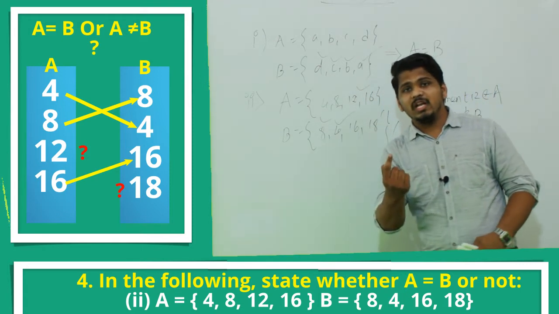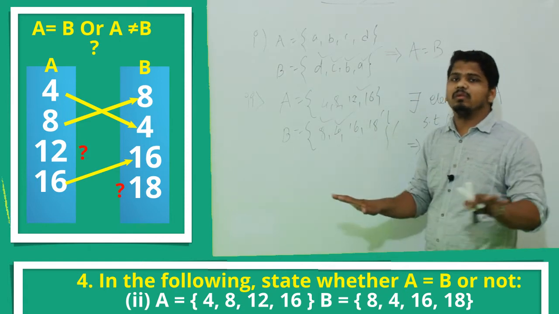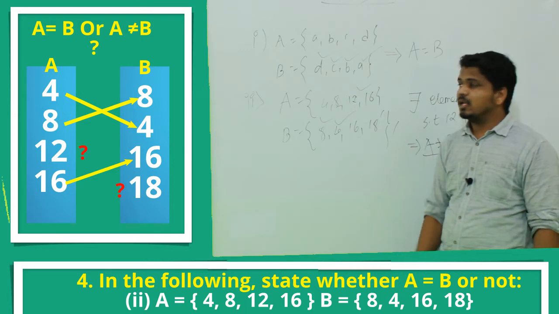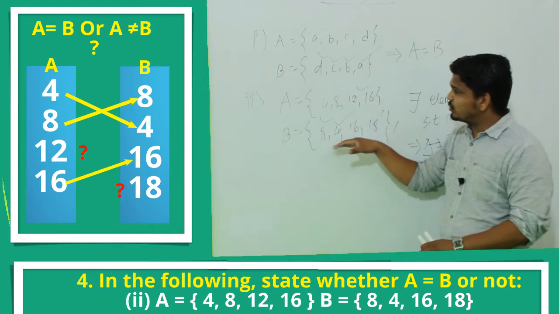Now if you have one element which is in A but not in B, at that time you can say these two are not equal sets. Exactly the same thing is happening here. 12 is in A, but 12 I cannot see anywhere in B. Therefore these two sets will not be equal.